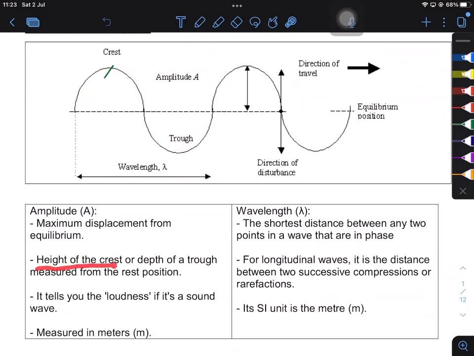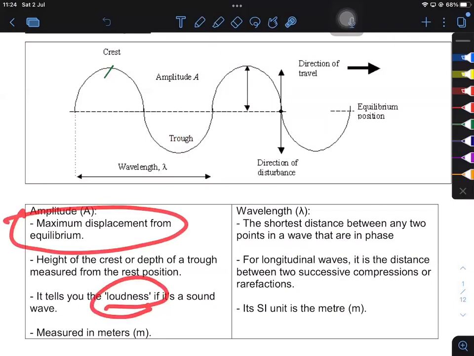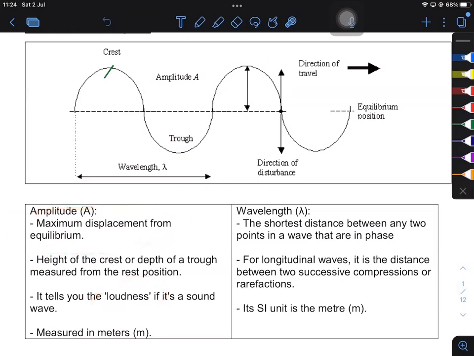It is either the height of the crest or the depth of the trough, measured from the rest position. The rest position is this line here, guys, the equilibrium position, right? It basically tells you the loudness of a sound wave, and it is measured in meters here. Okay. So I probably just need to remember this statement, and this statement here is enough really for amplitude.